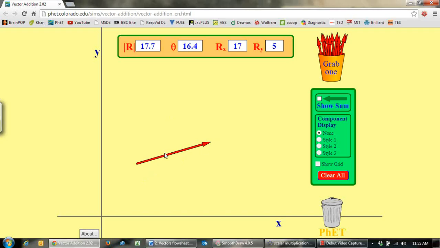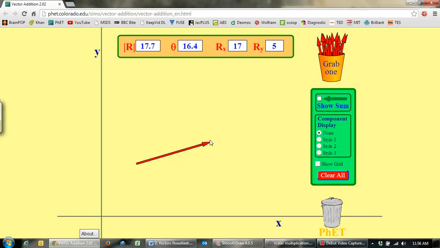Now, I've just put a vector here. It's got a magnitude of 17.7. It's got an angle of 16.4, so that's just from the horizontal there, 16.4 degrees. It's telling me that Rx, which is the x component, in other words, how long is that horizontal component of that vector, and what's the vertical component.